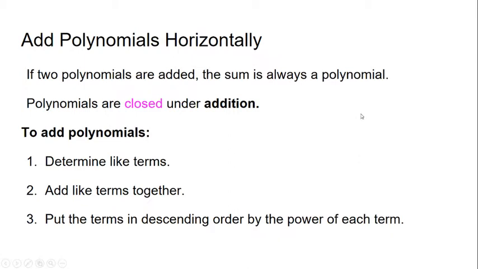So now we're going to learn how to add polynomials horizontally. If two polynomials are added, the sum is always a polynomial. Polynomials are closed under addition. So if we're adding two polynomials together, it's always going to be a closed operation.